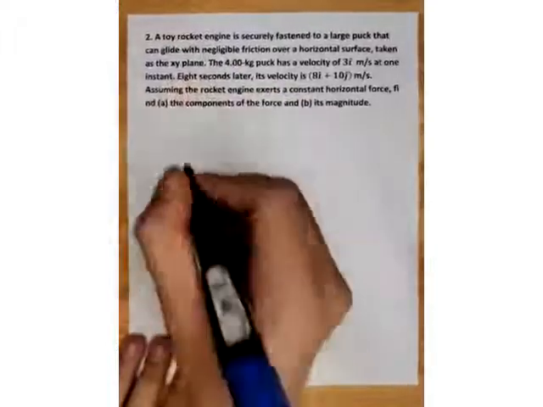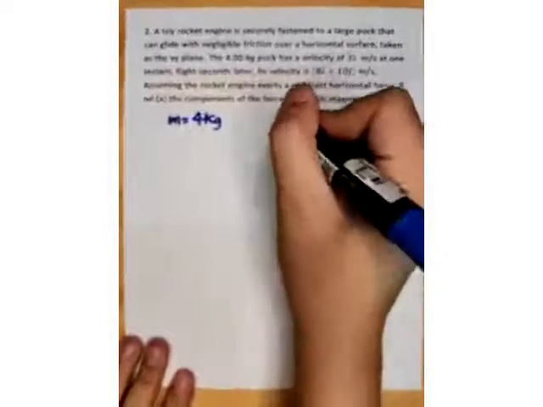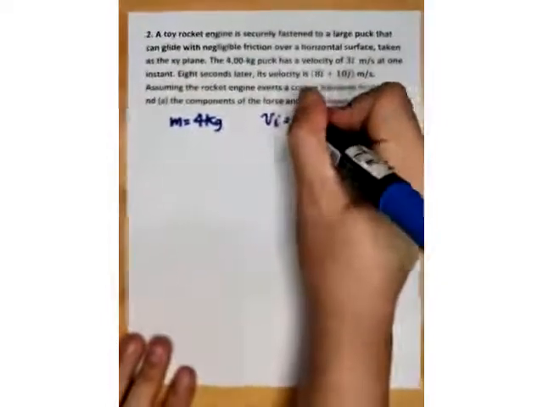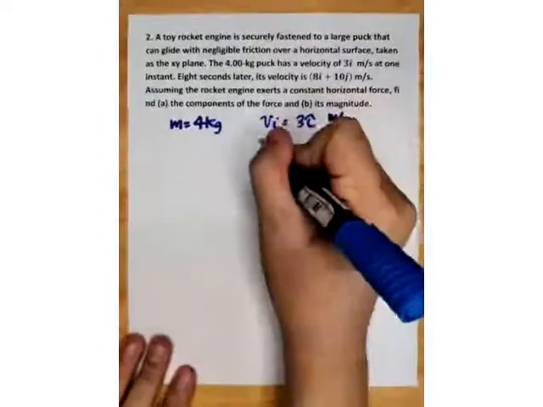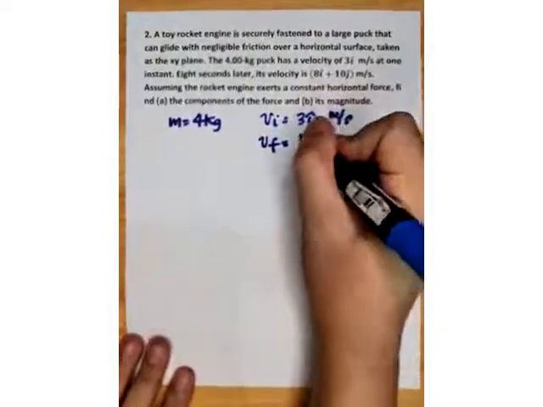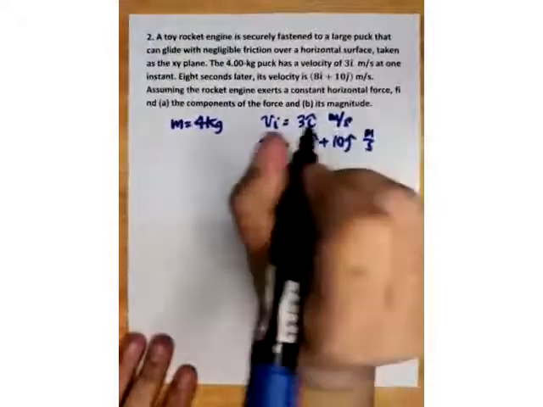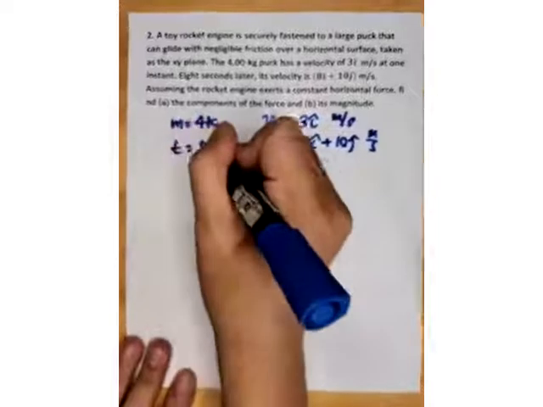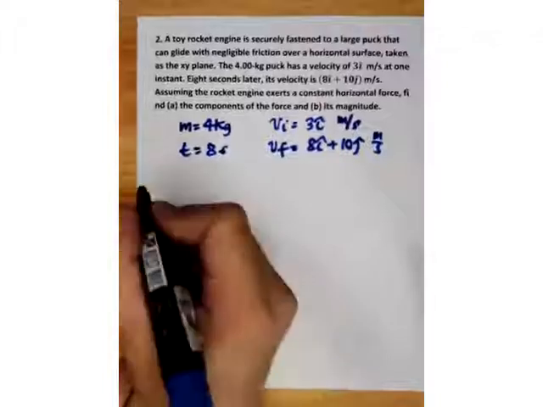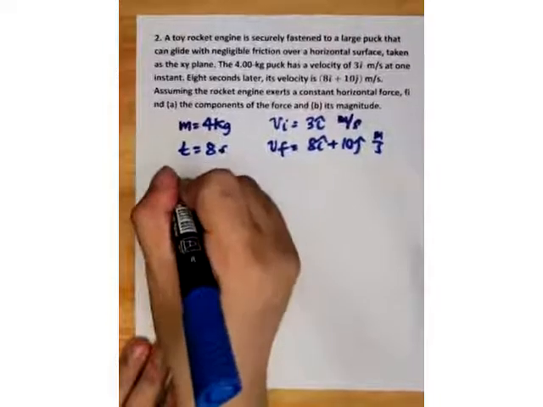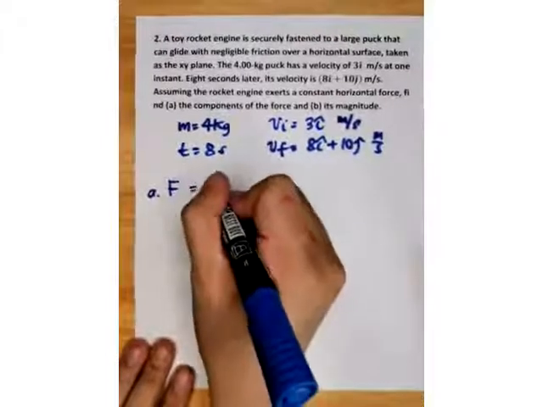Okay, so what are the givens? We're given the mass. Mass is 4 kilograms. And then the initial velocity is 3i hat meters per second. And then our final velocity is 8i plus 10j meters per second for the time of 8 seconds. So the question in letter A is, what is the force applied? Isn't force equal to ma?